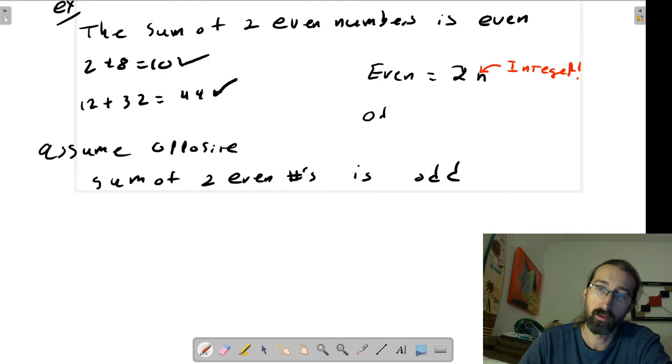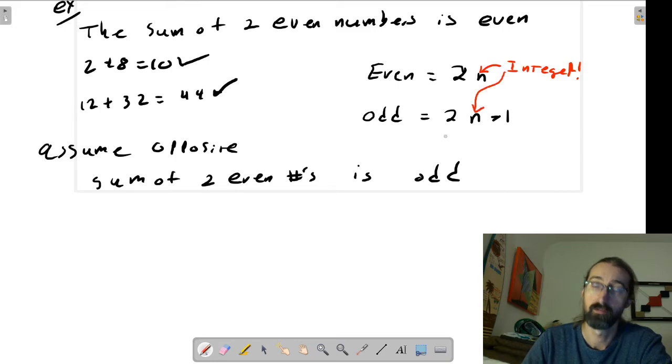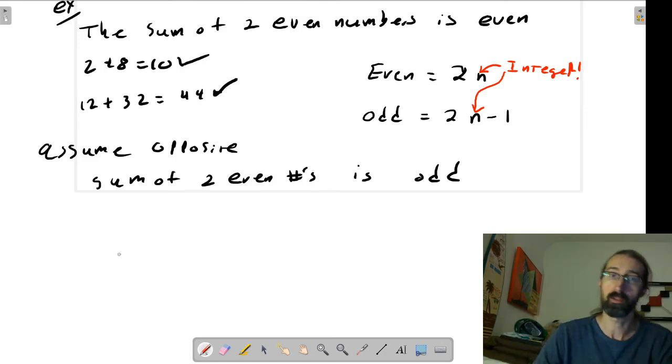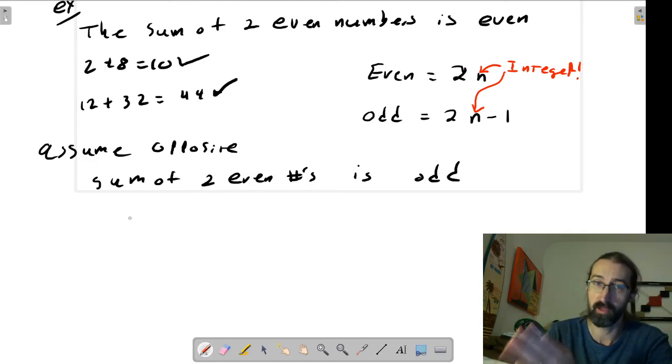What do we say about odd numbers? That was 2 times n minus 1, right? And again, n is an integer. Some integer number. 2 times n minus 1. 2 times n minus 1. That's my odd number. So I'm going to say that the sum of two even numbers, I'm going to add up two random even numbers, and I'm going to show that that's odd. I'm going to do my proof by contradiction.